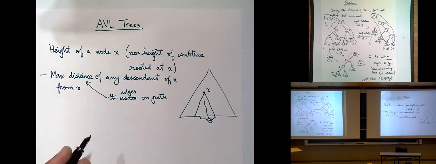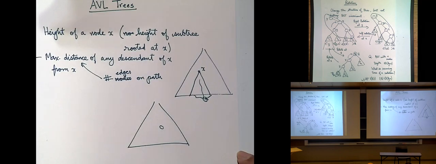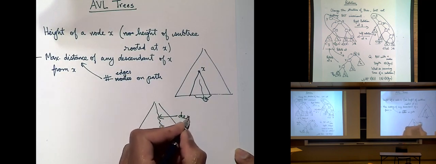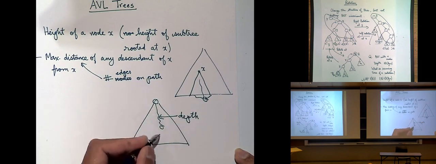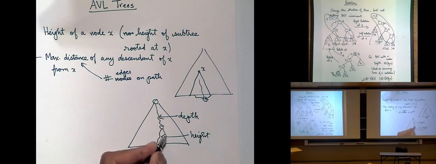Height and depth, sure. So for this node, that distance is the depth, right? It's the distance to the root. The height is how high it is. So the distance to the furthest leaf, that's the height. Does that make sense?